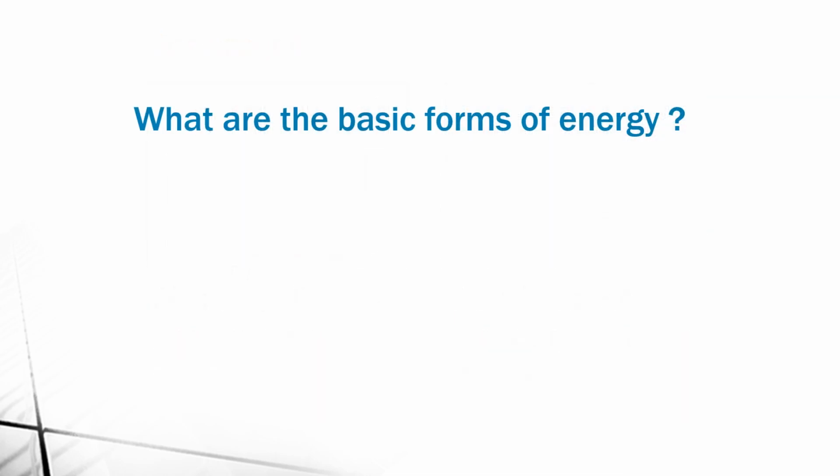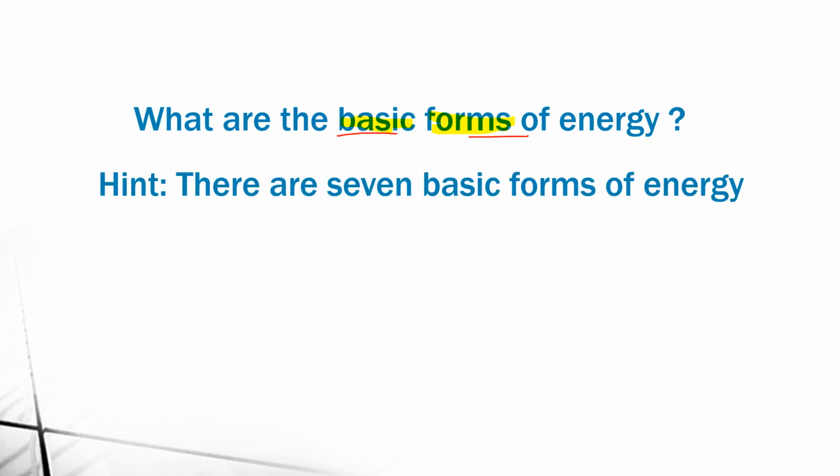For scientists, they found that there are some basic forms of energy. Now I repeat, there are some basic forms of energy, different ways for energy to exist. 好多唔同能量嘅存在嘅方式. Now, what are those basic forms of energy? In Form 1 level, you'll learn 7 basic forms of energy.